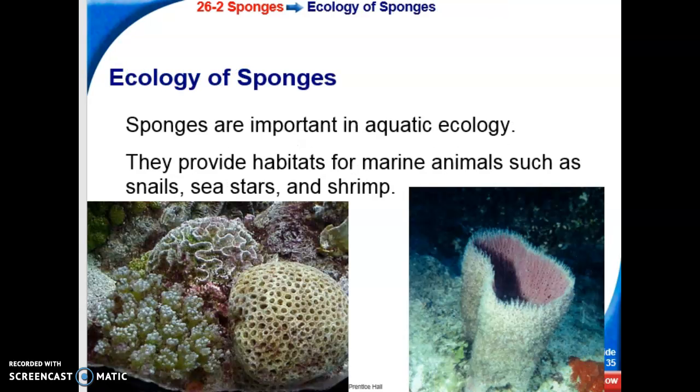And then to finish off, we'll talk a little bit about the ecology. Sponges are very important in aquatic ecology. They provide habitats for many marine animals, such as snails, sea stars, and shrimp. If you recall back to biology, they have a symbiotic relationship with many of the creatures in the ocean.